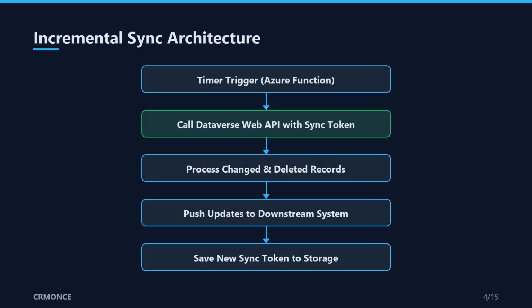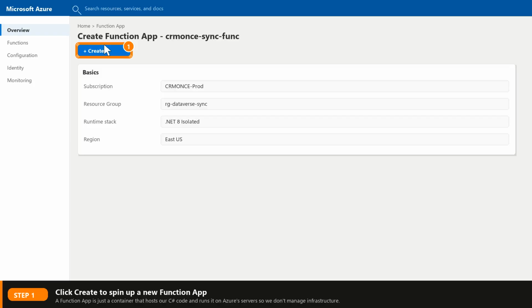Finally, and this is critical, we save that new token to durable storage so next time we pick up exactly where we left off. Notice storage sits outside the function itself. That's on purpose. We'll come back to why. Let's build this for real, starting in the Azure portal.